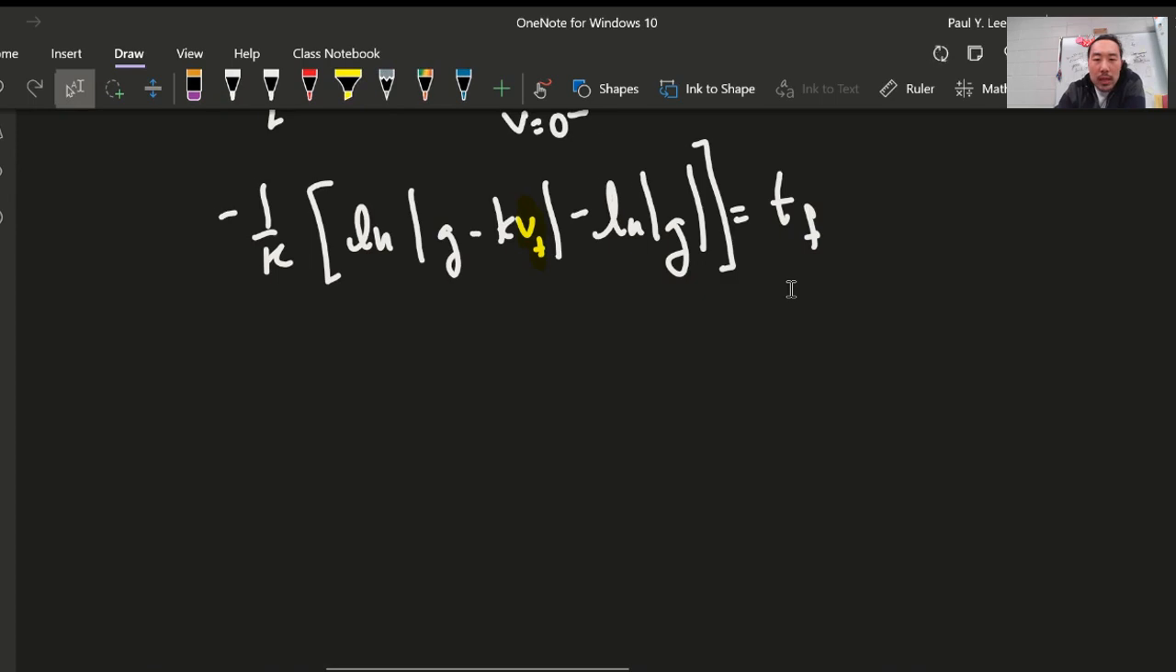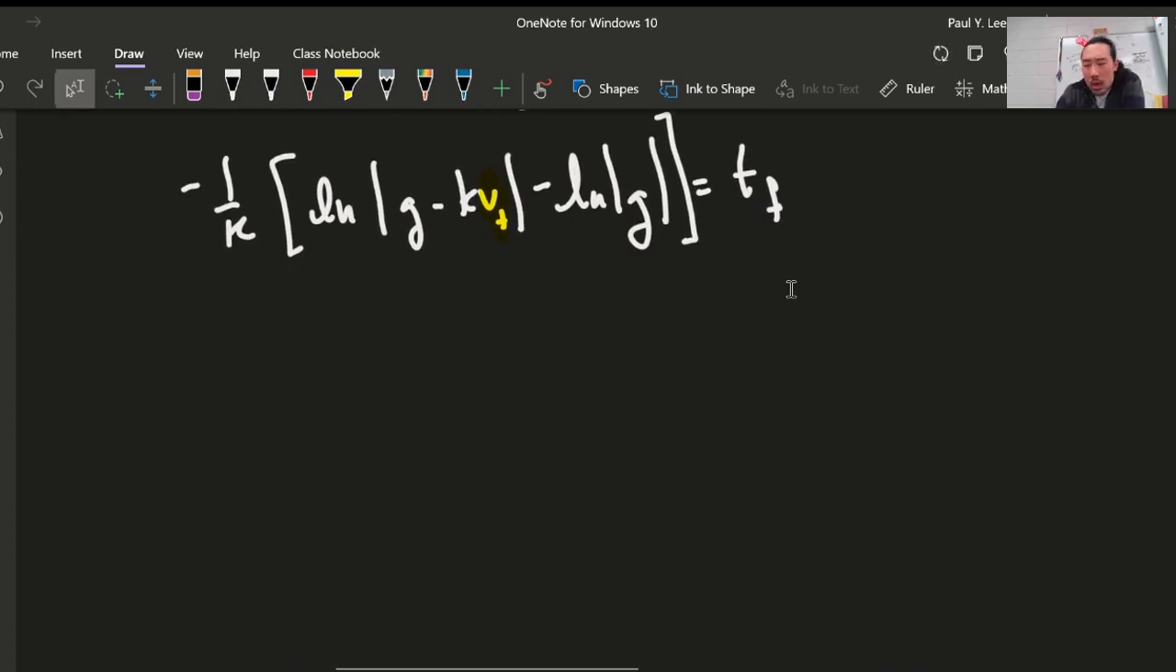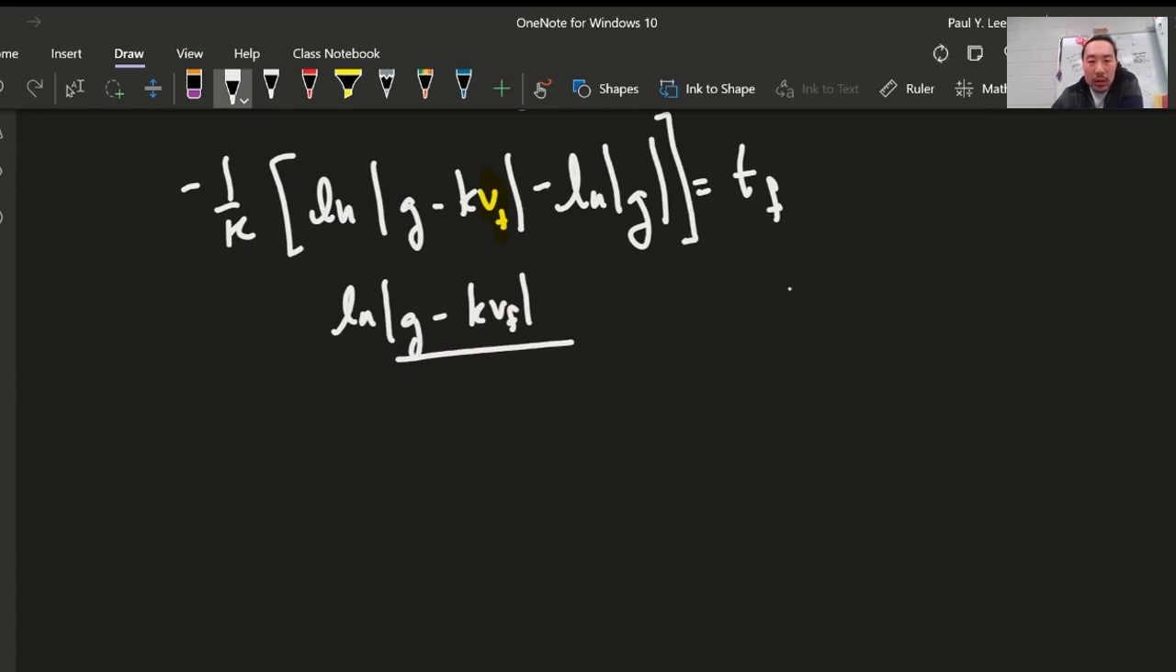So what I'm going to do is somehow extract that v final out according to the rules of math. So we have this pesky -1 over k on the left-hand side. I'm going to multiply both sides by -1 over k. I'm going to do this step by step. So we get g minus kvf. And you see here where we have a negative ln of g, I'm going to use the natural log rules. Whenever you're subtracting a natural log by a natural log, you're just dividing the inner parts of the natural logs together. So we get negative kt.